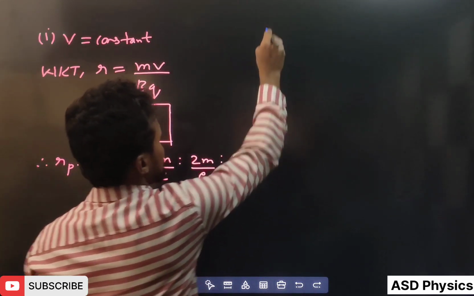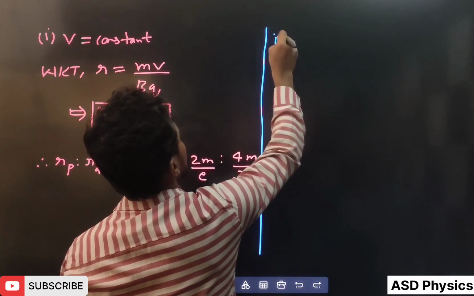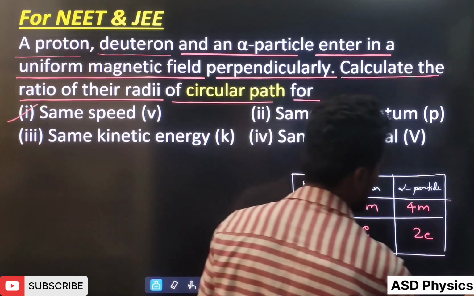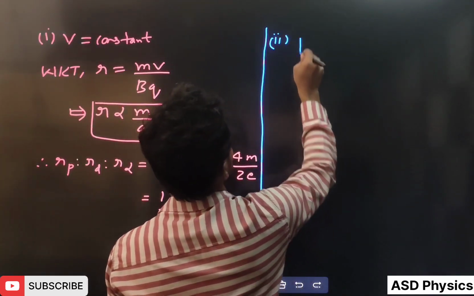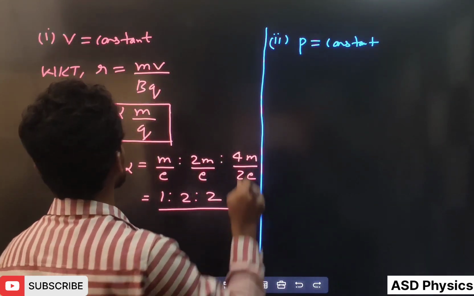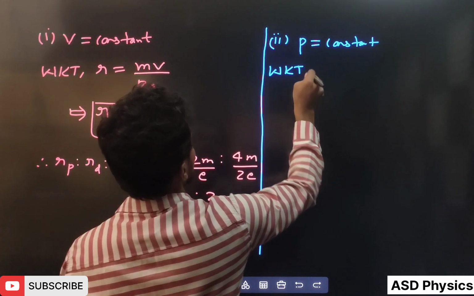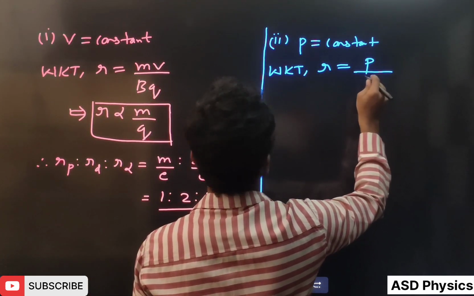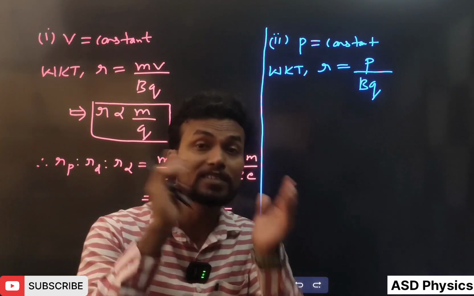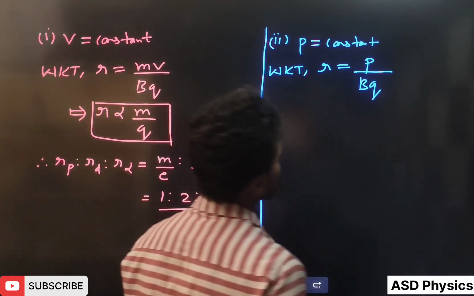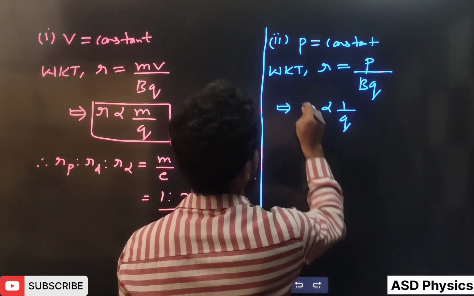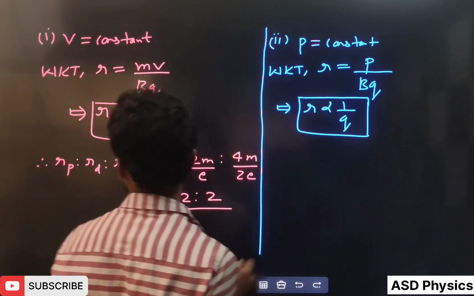Okay, students, great. Now after that, if we go for the second one. In the second one, if you check it out, what is constant? Momentum is constant. So what can we write here? This P is constant. If they are asking, momentum is constant, then again we will use this formula. We know that R equals P by BQ, because velocity will adjust in such a way that M into V, this product, should be constant. Okay, so as students, P is constant, B is constant, that means R is inversely proportional to Q.